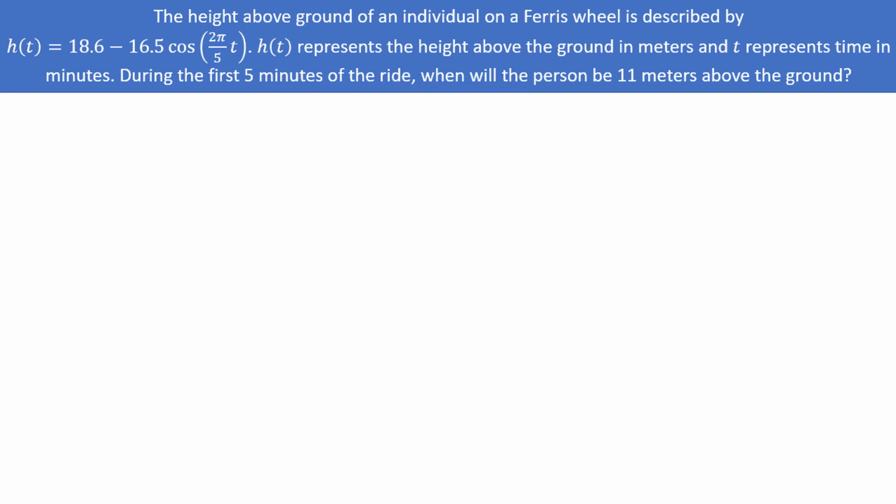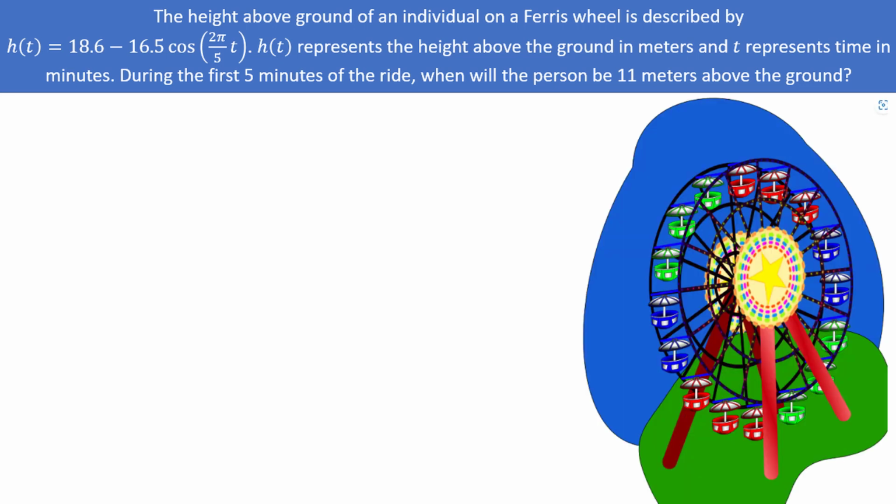Let's take a look at a Ferris wheel. We know that on the Ferris wheel, people will be going around and around. And at some point, they will be 11 meters above the ground. This actually happens at 2 points on one revolution of the Ferris wheel. For example, if this was 11 meters above the ground, you would be at 11 meters above the ground right here and also over here.